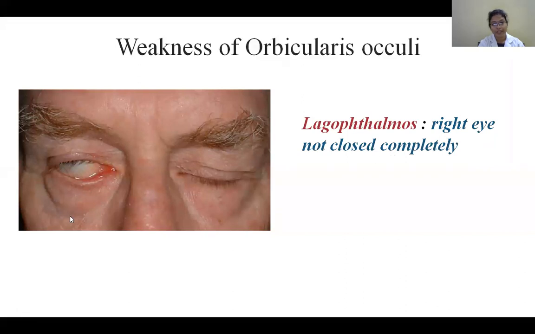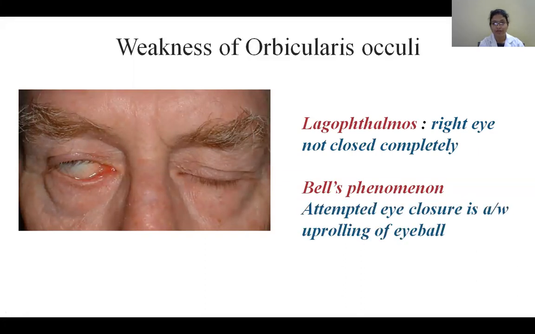In this patient, in this figure, you see that the right side is affected. The right upper eyelid is not able to close completely. This is known as lagophthalmos. What is Bell's phenomenon? When he is closing this eye, you see that the eyeball has moved up. So up-rolling of the eyeball. Whenever you try to close the eye, it is associated with up-rolling of the eyeball. This is known as Bell's phenomenon, which is typically seen in weakness of orbicularis oculi.